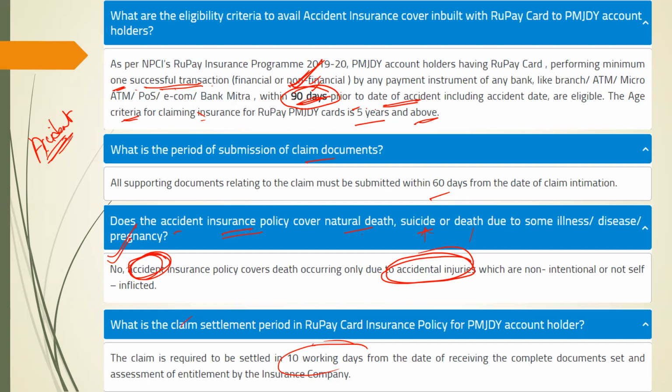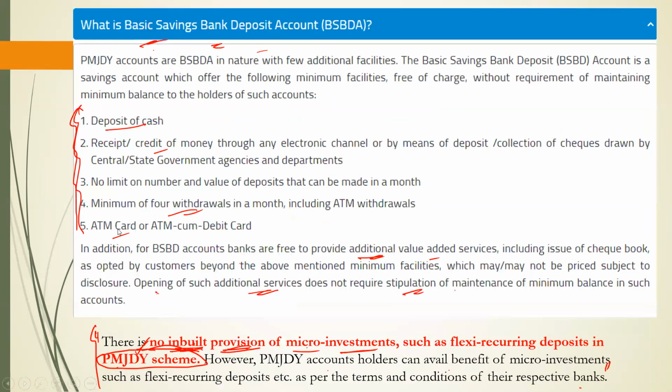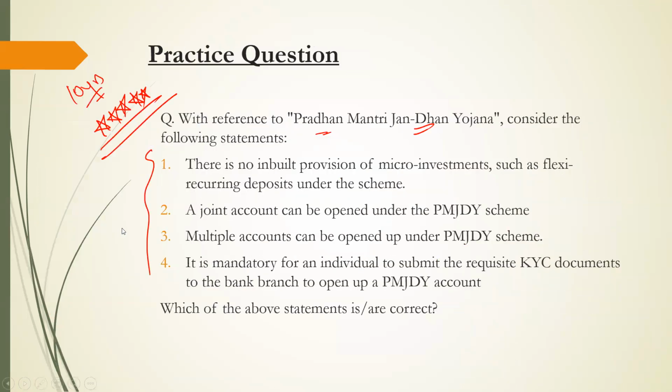All right, now come to this question. Tell me which statements are correct here. There is no inbuilt provision of micro investments such as flexi recurring deposits under the scheme. This statement is correct. A joint account can be opened under the scheme. That is correct. Multiple accounts can be opened. That is false. And it is mandatory for an individual to submit. That is again false.